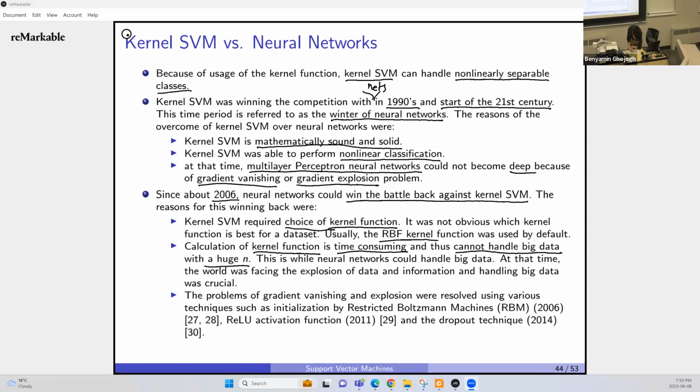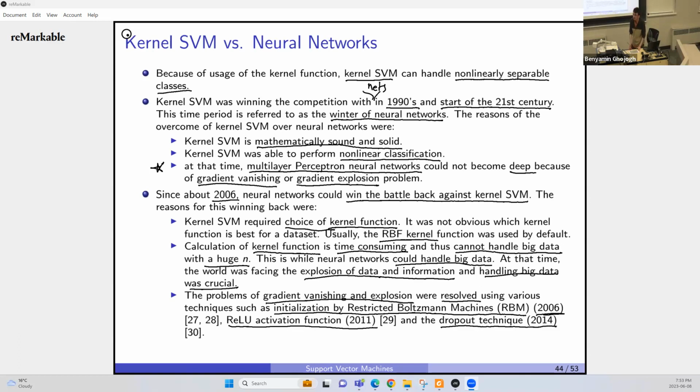This is why neural networks could handle big data. Neural networks were developed for big data. Okay. At that time, the world was facing the explosion of data. Nowadays also. And explosion of information. And handling big data was crucial. Okay. Another point: the problems of gradient vanishing and explosion, which I talked about here, were resolved using various techniques such as initialization by restricted Boltzmann machines or RBM. It was proposed by Hinton in 2006. Also, the ReLU activation function in 2011 and the dropout technique in 2014.